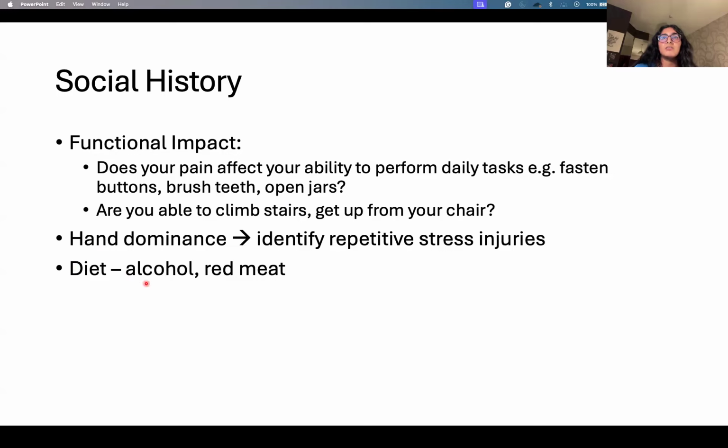And diet, this is more for gout, trying to figure out do they drink a lot of alcohol? Anything that has lots of purines in it can cause a buildup of uric acid. So that's another thing that's helpful in MSK history.